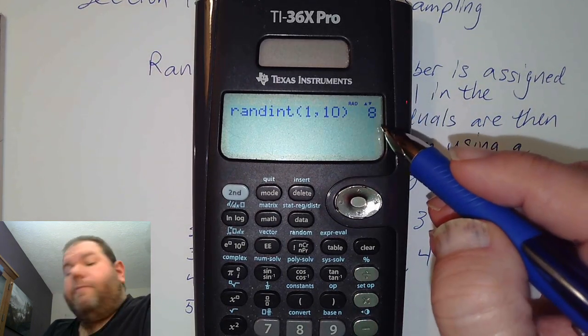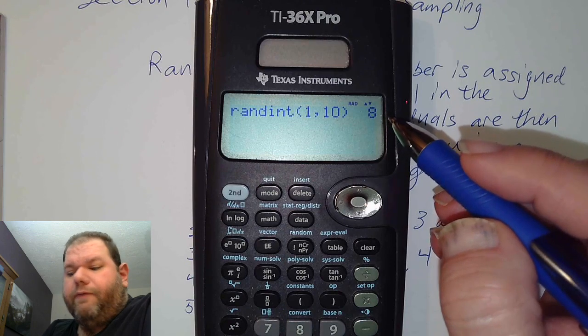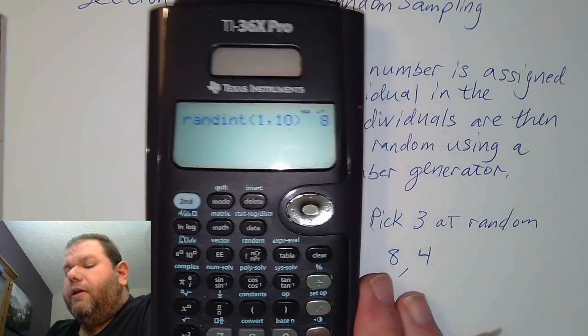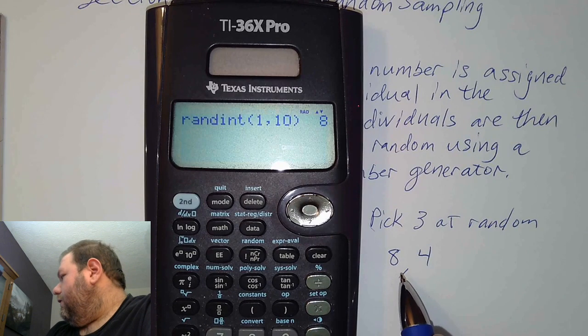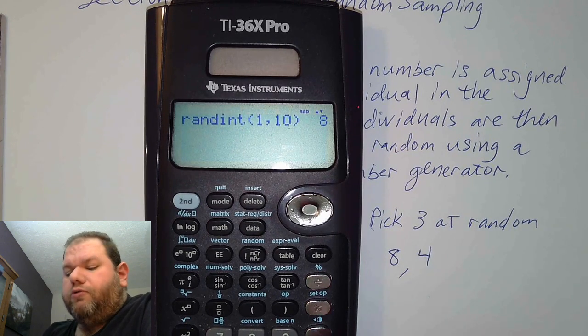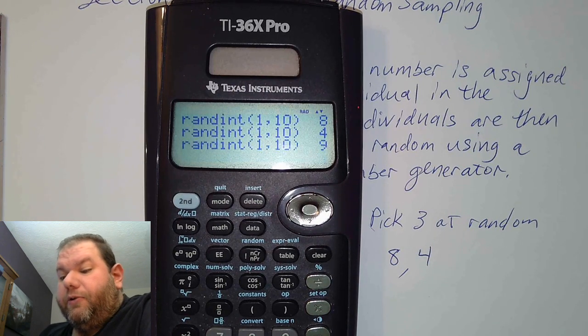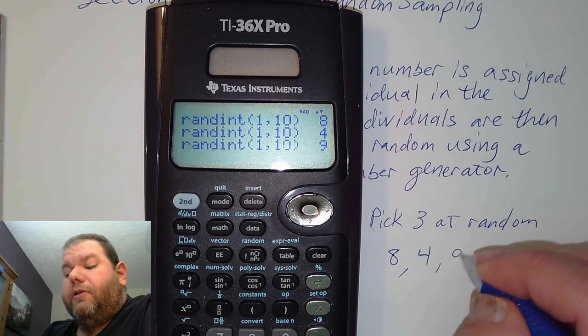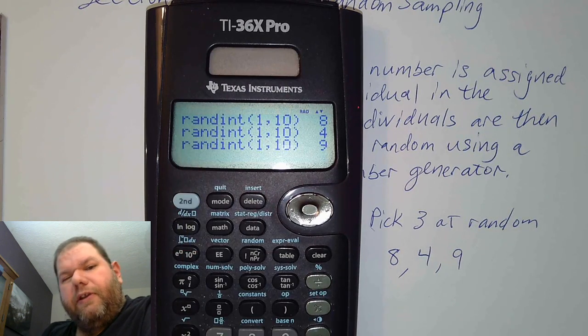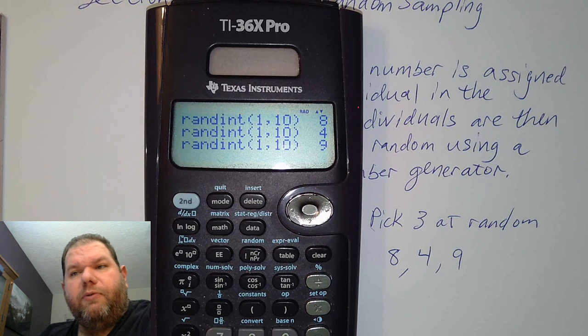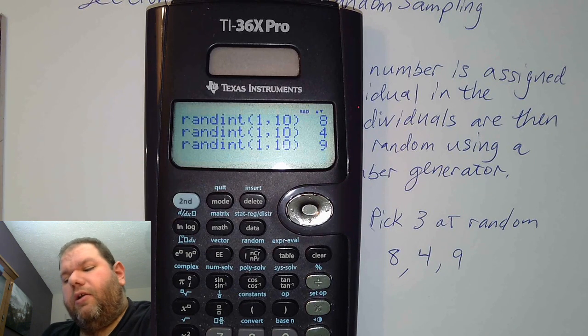In this case, it gave me 8, which we already have number 8 selected. So we don't want to pick them again. So we'll try one more time. Picked again, it gave us 4, so one more time, and it gave us the ninth person. That's the nice thing about this random int function, is it gives us a little bit more specificity. We don't have to do the whole rounding thing or multiplying by 10. It just gives us our answer, which is nice.